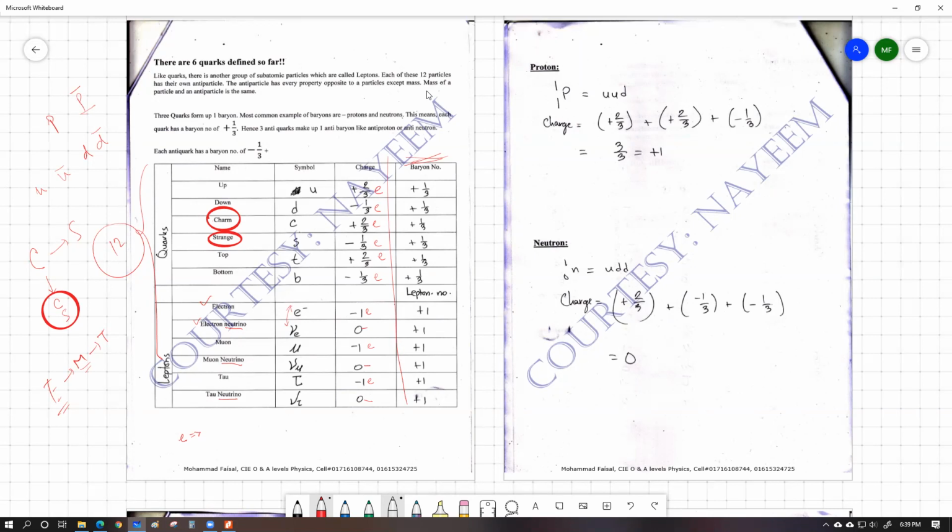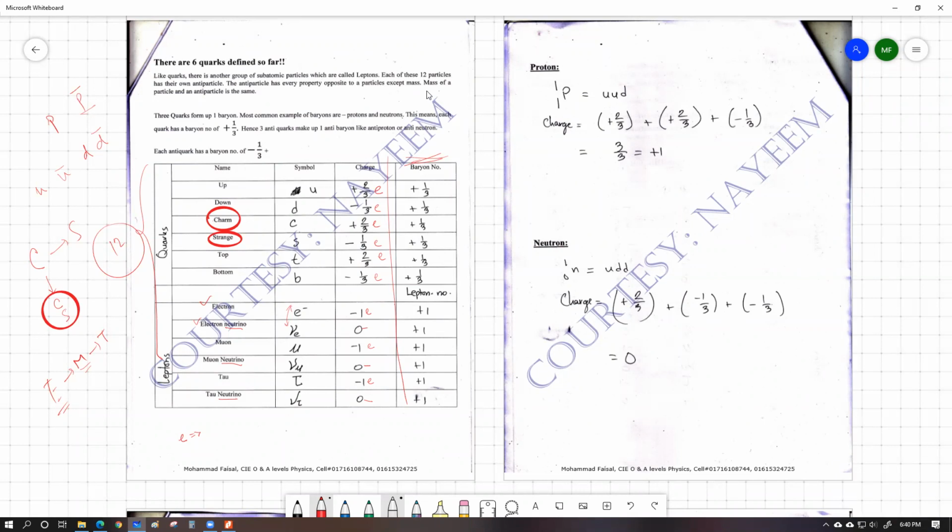I'm using the term composite particle to give you an idea that whenever two or more of these 12 fundamental particles, or their associated antiparticles, so altogether there are 24, merge together to produce a stable particle, we can call it a composite particle.